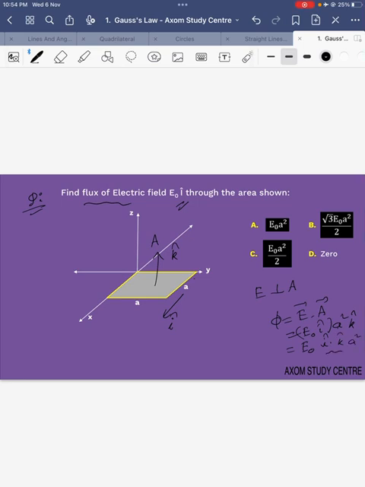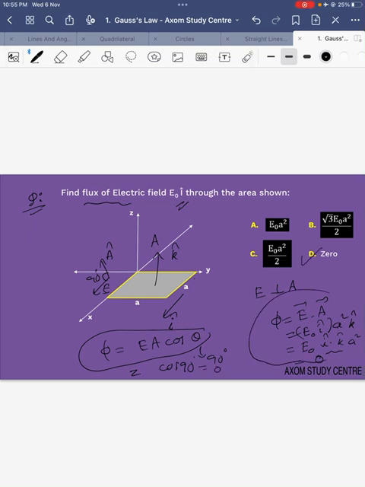So it is E naught i cap dot k cap into A square. The dot product of i cap and k cap is 0. Or the other way, you can say EA cos theta. Here theta is 90 degrees, the angle between E and A. E is in this direction and A is in this direction, so the angle is 90 degrees. Cos 90 is 0. There are two ways of solving. So the answer is D.